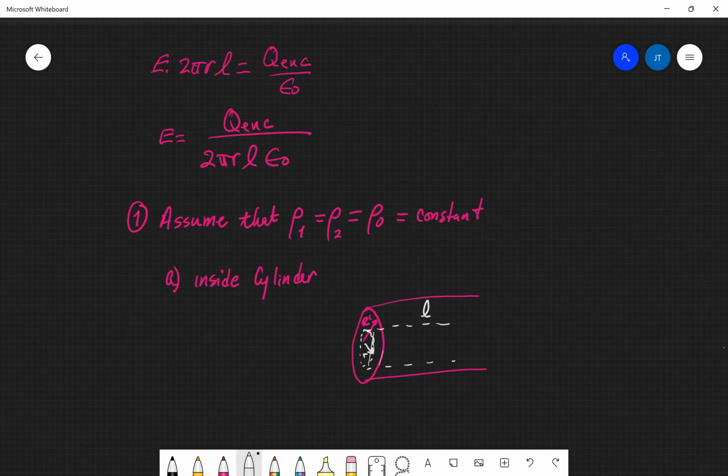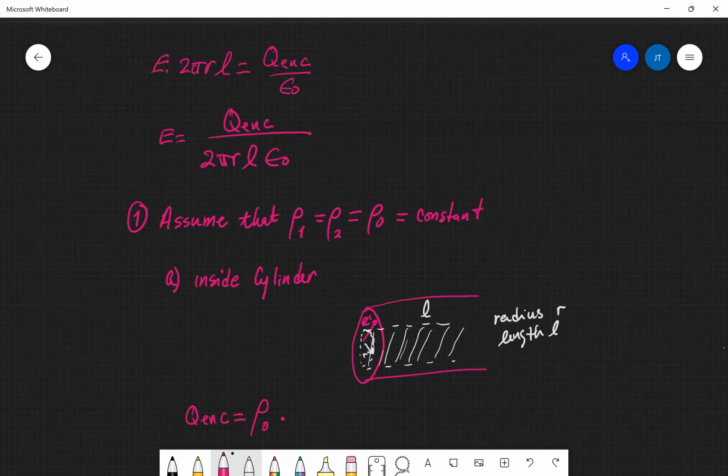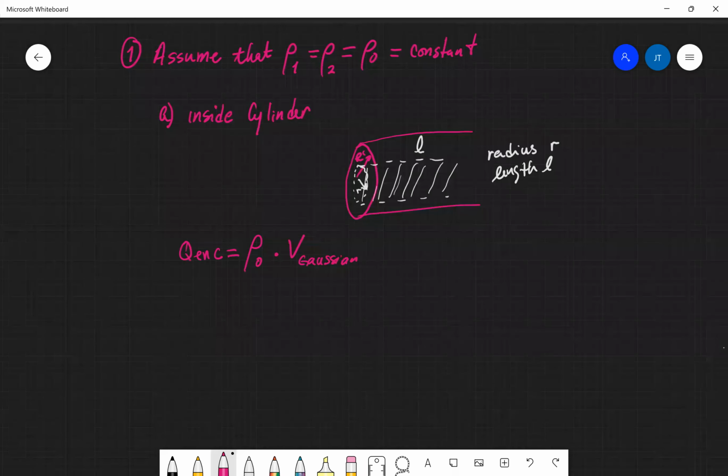Again, our Gaussian surface has radius r, length L. For all of these problems, our Gaussian surface has a little radius r, length L. Here, little r is less than capital R1. So Q enclosed is basically rho 0 times the Gaussian volume. Well, I have a cylinder, right? What's the volume of a cylinder? It's the area of the cap times the length.